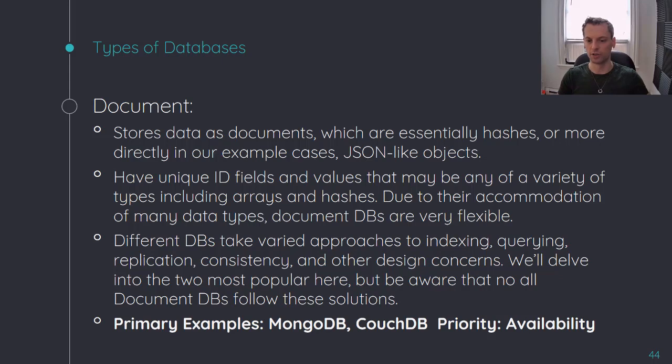Different databases take varied approaches to indexing, querying, replication, consistency, and other design concerns. We're going to delve into the two perhaps most popular ones here, MongoDB and CouchDB. So they are pretty similar in a lot of the ways they solve these problems, but be aware, document databases are a very varied genre. So not everybody is going to solve things the way these two databases do. Like I said, primary examples, Mongo and Couch, prioritizing availability.